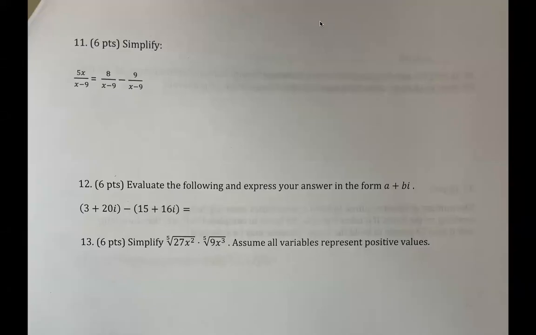Let's look at question 11. It's supposed to be a very simple question, but some of us get confused. Let's look at the right-hand side. We have a common denominator. We just subtract the numerators, right? So 8 minus 9, this is -1. So the right-hand side, we get -1 over the denominator x minus 9.